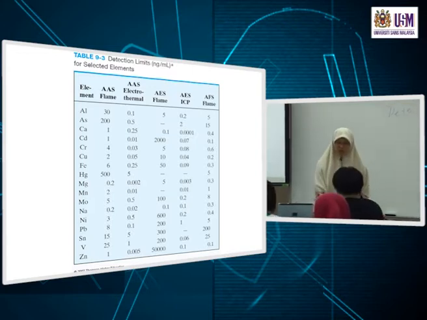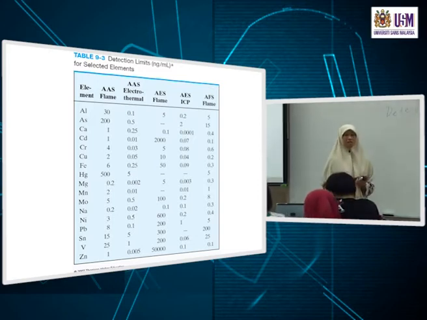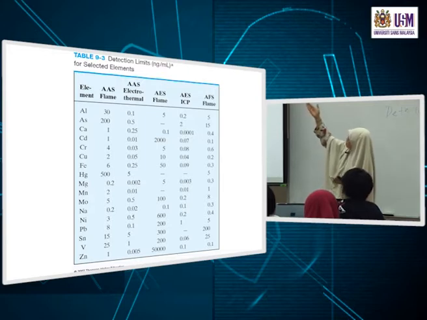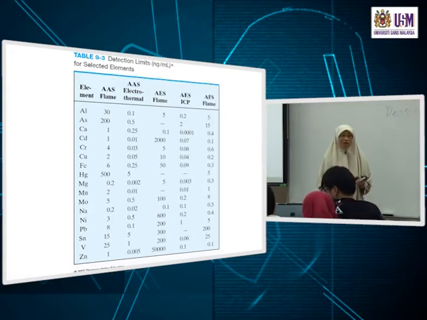Back to the question of, if in your sample your concentration is lower than the detection limit, what does that mean? A problem, right? Detection limit means that's the lowest. For potassium, 1 ppm. This is all in ppb, nanograms per mil is ppb, 1 ppb. Your sample is now lower than that.